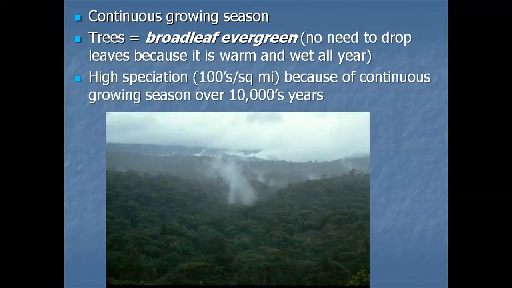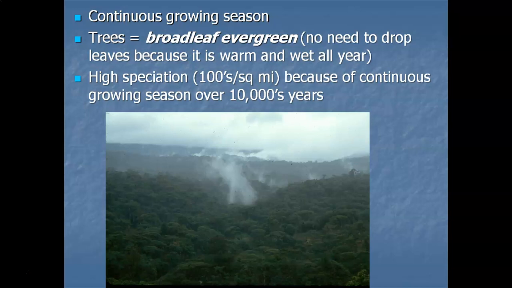Now another thing about the tropical equatorial rainforest is the speciation. It is the greatest on earth. Tremendous speciation. You can take maybe 1 square mile of the tropical rainforest, and you could probably count, or a biologist would, hundreds of different species. I mean, that's tremendous speciation. And it's all due to the fact that there's a continuous growing season, since the last ice age, over the last tens of thousands of years.